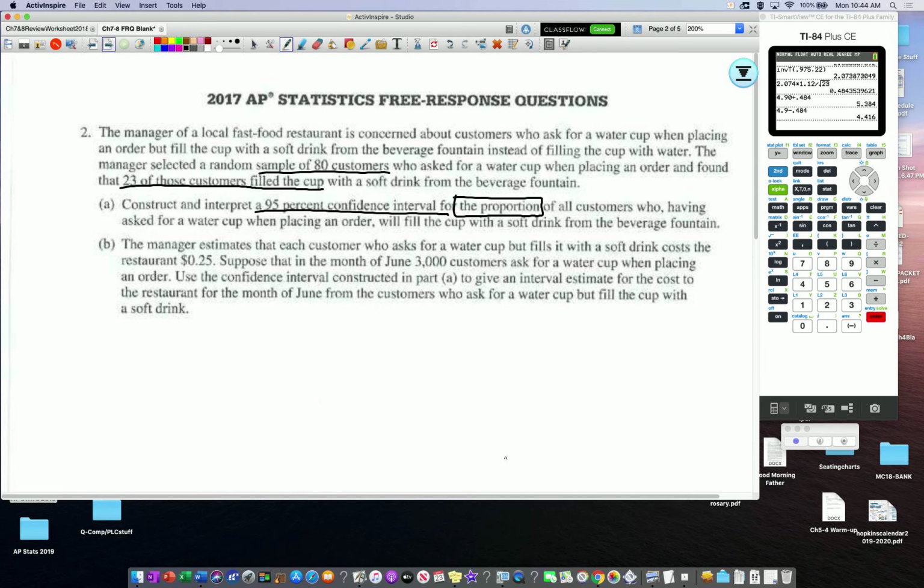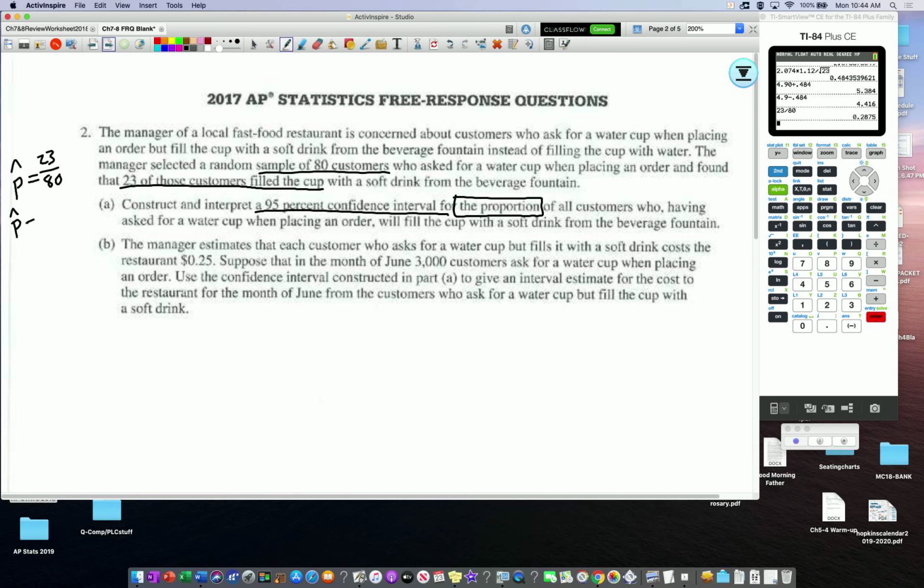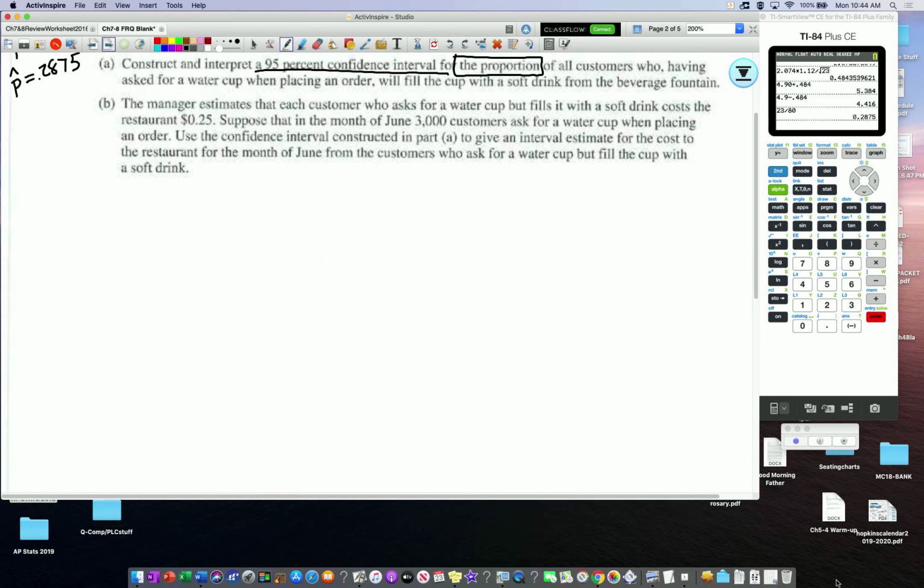Just to let you know, in this problem, our p hat is going to be 23 out of 80. So decimal wise, 23 divided by 80, 0.2875 is going to be the p hat that I'm going to be using when doing this particular problem. So let's go through the 4 steps. Part A is just doing your 4 steps for a confidence interval, but this one is for a proportion.